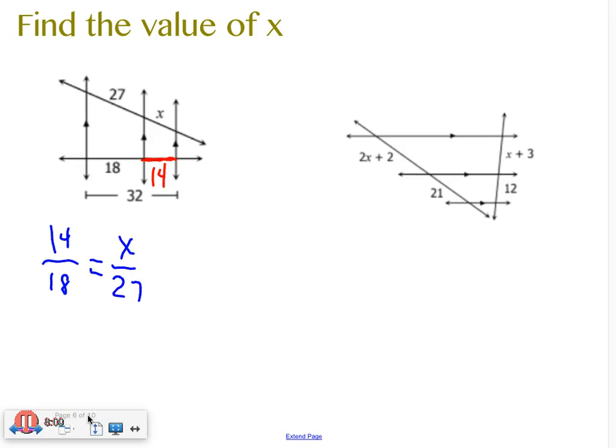You could have gone top, bottom. You could have gone x over 14 equals 27 over 18. There's a bunch of different variations that you can do. It doesn't matter as long as your order is the same when you write the second part of your proportion. So like you could do x over 18 equals 27. You can't crisscross like that. So we're going to get 18x equals 14 times 27. And then we divide out.